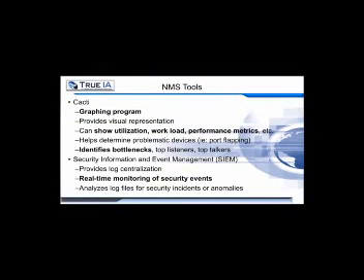Now, these aren't the only two tools that are available to you. There are a variety of third-party tools available. One such tool is called Cacti. It's a graphical program that will show you the utilization, workload, and performance metrics of your network, and it will help you identify problem areas such as bottlenecks.